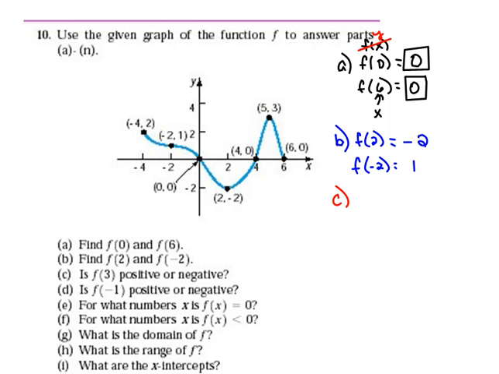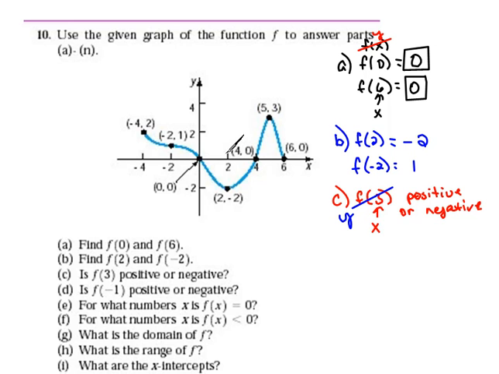Part C says, is the f of 3 positive or negative? Positive or negative? Here again, they've given us an x value, and they want to know whether this is positive or negative. Well, f of whatever is a fancy way of saying y. So what they're asking us with this notation is, when x is 3, is the y value positive or negative?